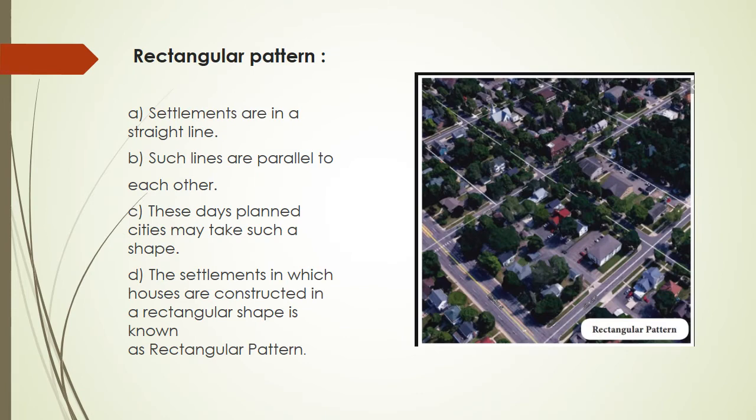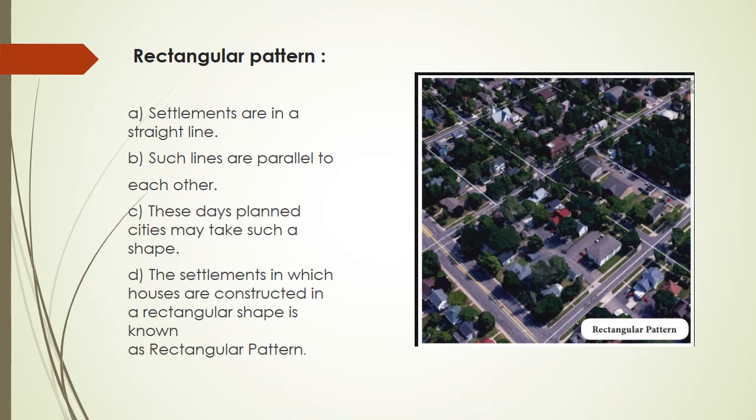Now the next is rectangular settlement. This is in the form of rectangular shape, hence it is named as rectangular settlement. These settlements are also in a straight line, but the opposite sides of the lines are parallel to each other, which is very similar to the rectangular shape. Hence it is called as rectangular settlement. These days planned cities may take such type of shapes. The settlement in which houses are constructed in a rectangular shape is known as rectangular settlement.